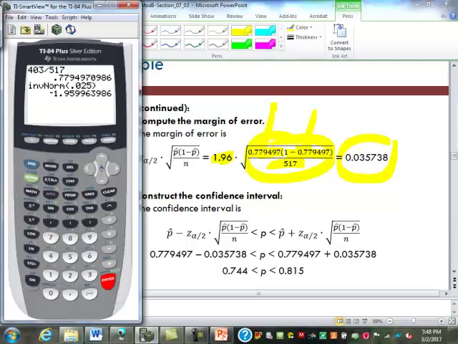Now I'm going to enter this in the calculator just because this can be tricky to enter. So it's 1.96 times the square root. And entering this is just straightforward.